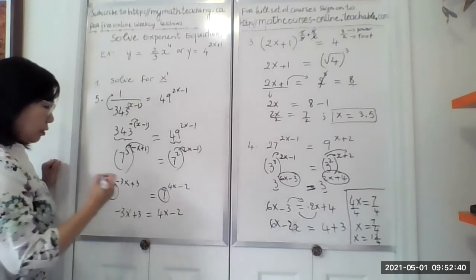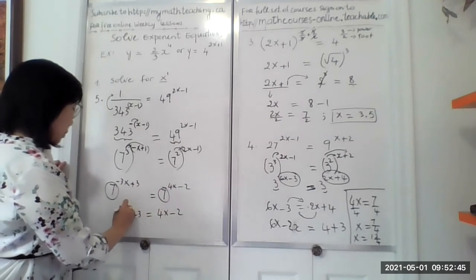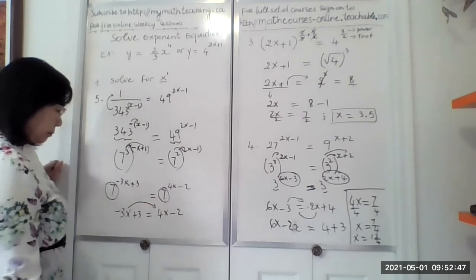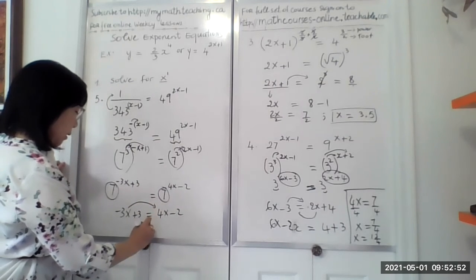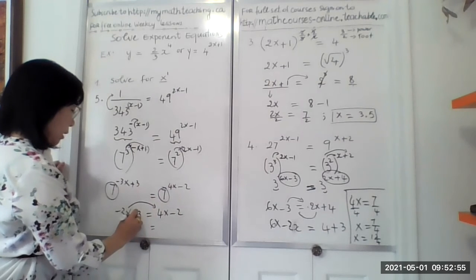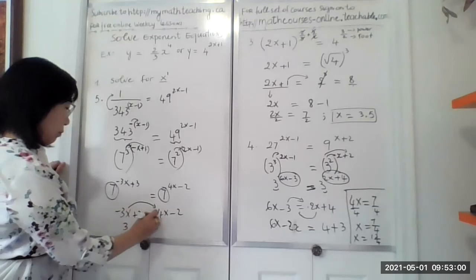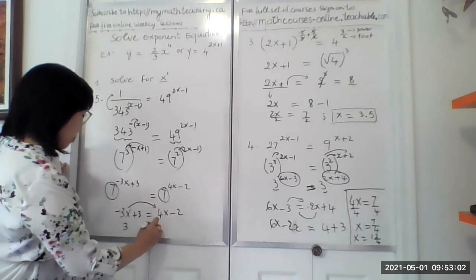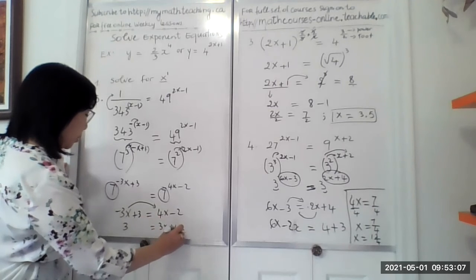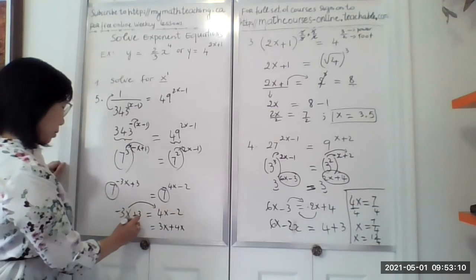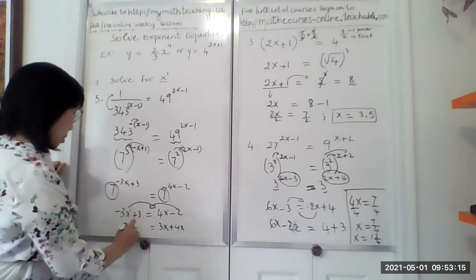Now I'm going to solve for x. How am I going to solve for x? I'm going to move the 3x over to the right-hand side, and when I move it, minus becomes positive. So on the left, I still have 3, I copy it down. That becomes plus 3x, and plus 4x is still there, I copy it down. Minus 2, I'm going to move it over, and it becomes positive 2.